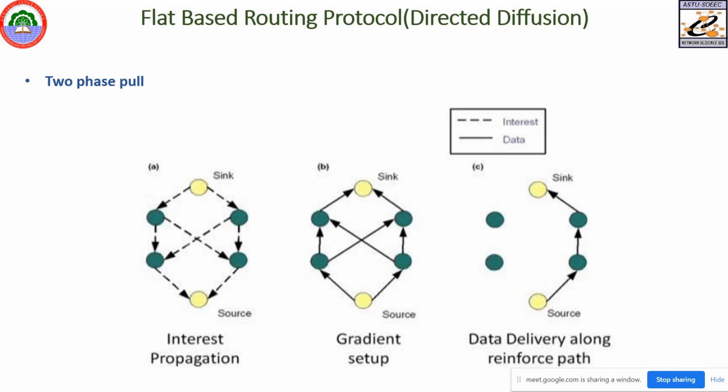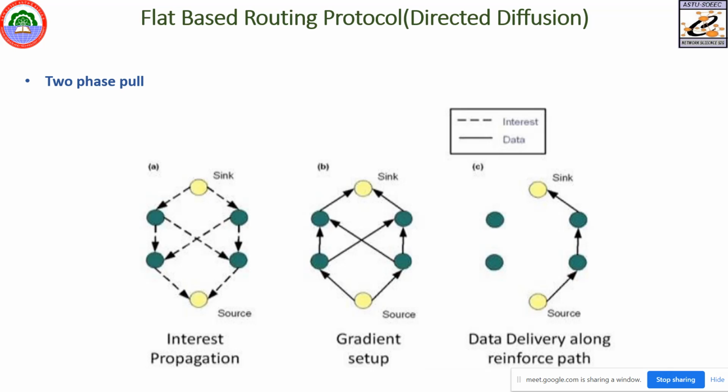So in two-phase pull, again the process is the same. I'm not explaining all the things again. First it has to propagate the interest, then the sink transmits that request to all the neighbors until it comes to the node which is a source node. So the source node has to respond.